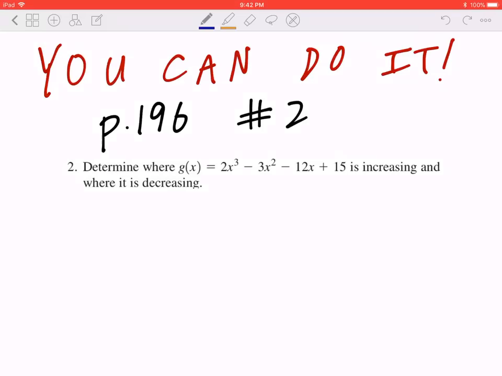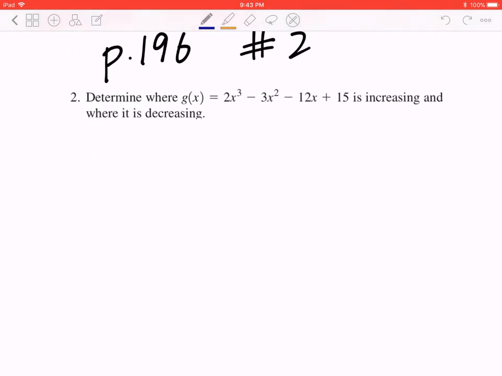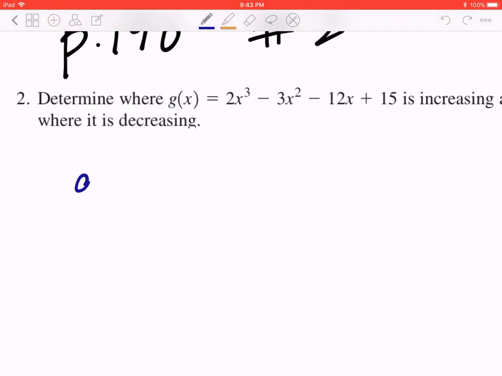Hi everyone, let's take a look at the following question. Number 2 on page 196. Determine where g of x equals 2x cubed minus 3x squared minus 12x plus 15 is increasing and where it is decreasing. Step 1.